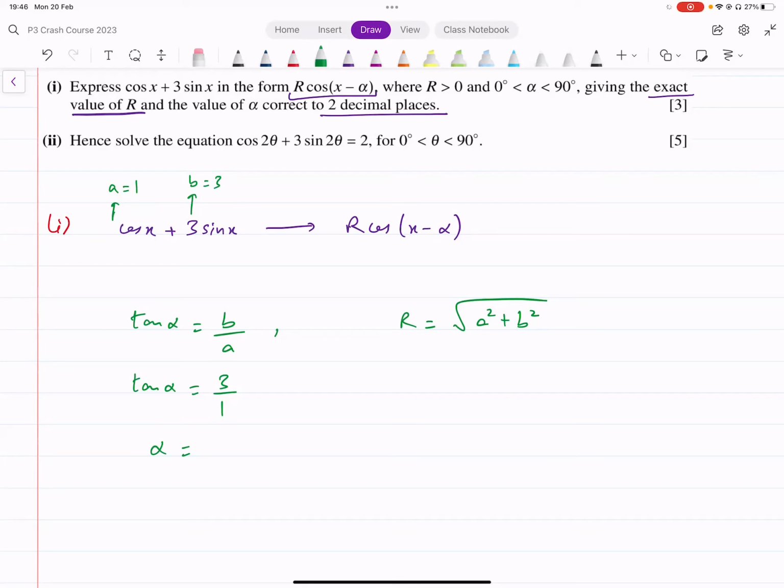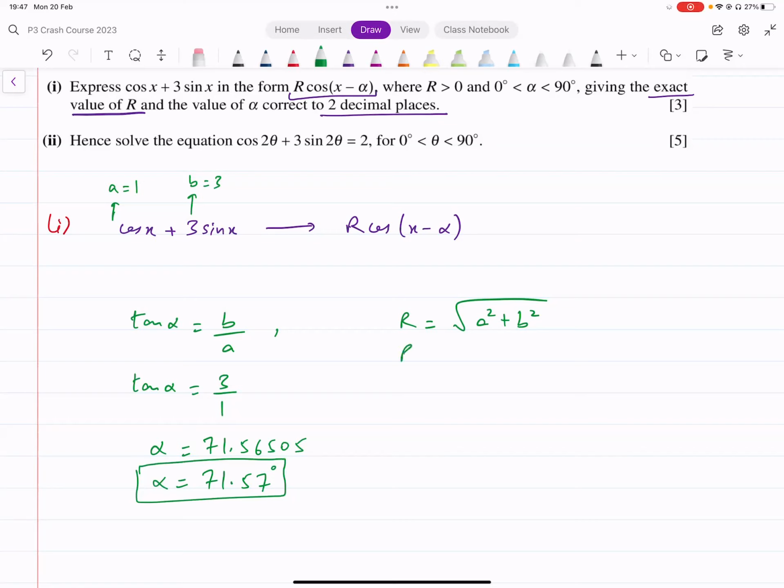This gives me 71.565. Now we need to be careful. It's 71.56505, or you can say 71.565. Yeah, let me just write that, 71.56505. How do you round it off? It's 71.57. All right. You have to write 2 decimal places. So alpha equals this, 71.57 degrees.